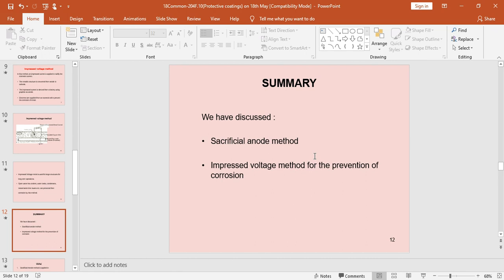Okay. We discussed the sacrificial anode method and also the impressed voltage method. These two methods are examples of cathodic protection. In these two methods, the metal which is going to be protected is converted into a cathode. First of all they are acting as anodes. Now we are converting them into cathodes by applying other important metals. So these are the metals we discussed up to now.